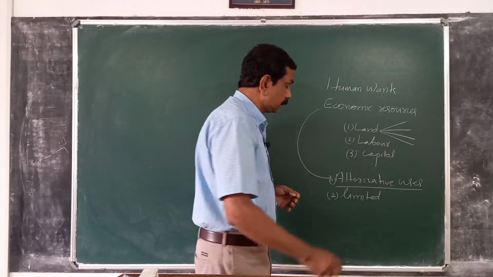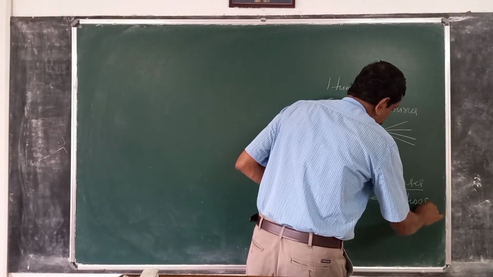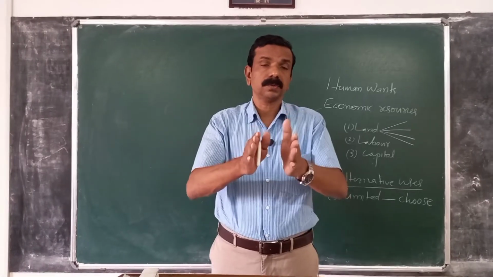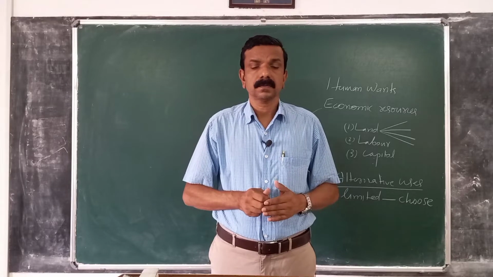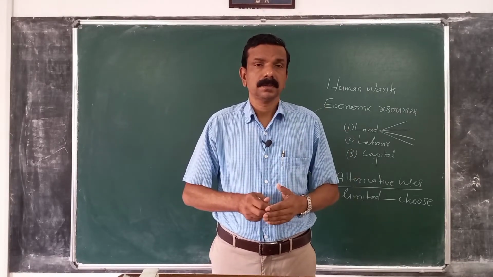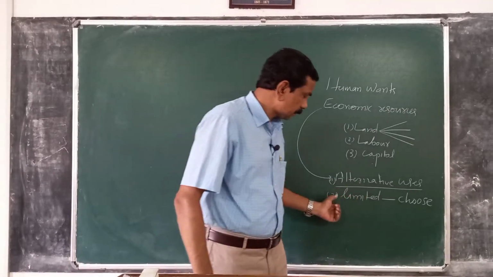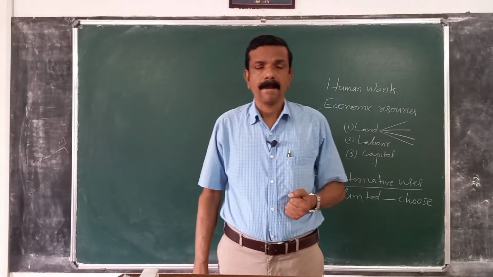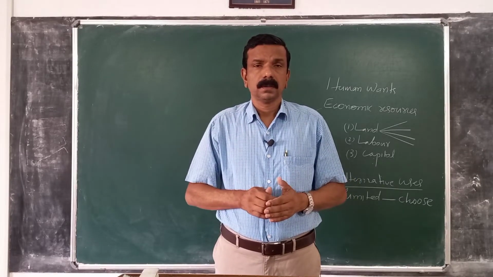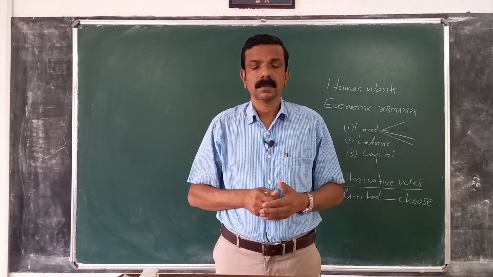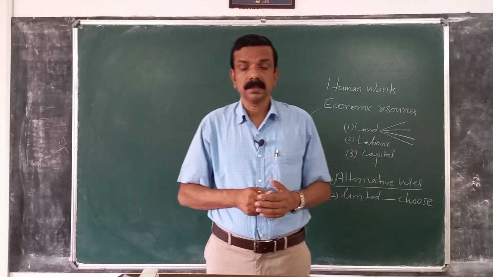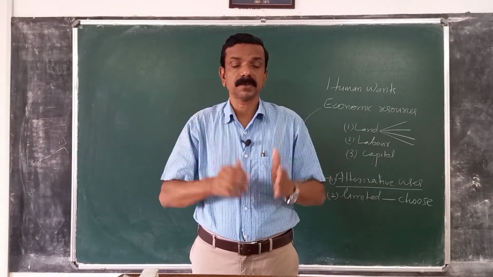So the society must choose. Choose to make a decision regarding which commodities to be produced, which commodities to be sacrificed. So there is a choice problem. As resources are limited or scarce, every society faces a choice problem. Which commodities should be produced and which commodities to be sacrificed? Or in short, society can only satisfy some of its wants.